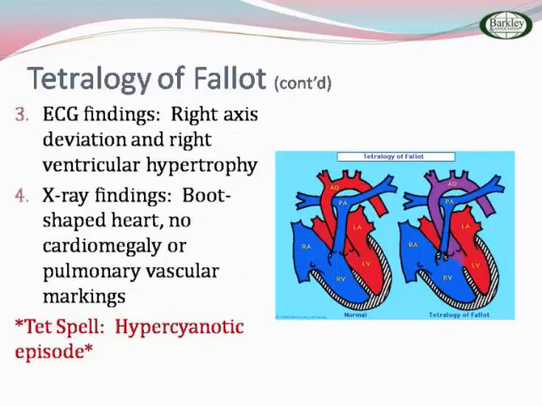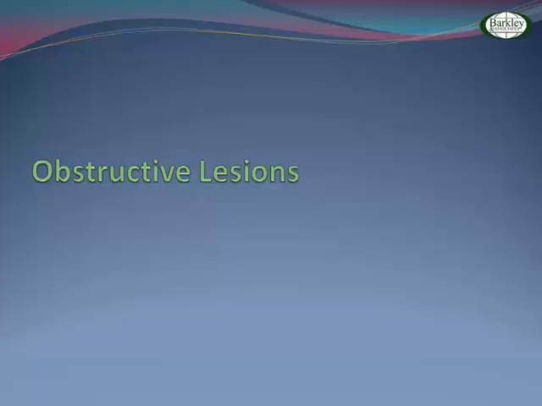These are the kids that have, remember the TET spells? What's a TET spell? A TET spell is a hypercyanotic spell episode. The child can even pass out with this. These are kids that get very short of breath, very hypoxic. What do they do? They squat. When they squat, they slow down the return of blood to the heart. That's going to cause what? The right ventricular hypertrophy, okay? So you see how that kind of works out. These are also the kids that may have periorbital edema. They may also sleep in a knee-chest position.